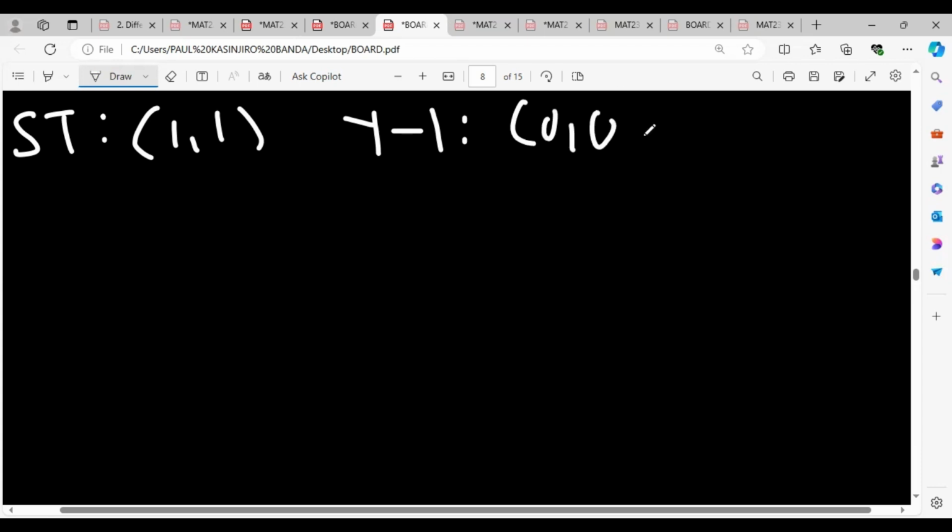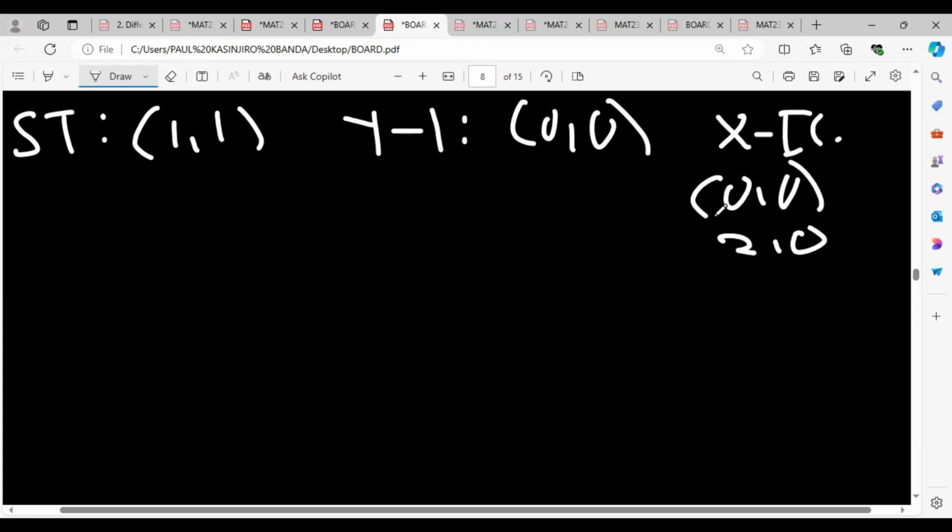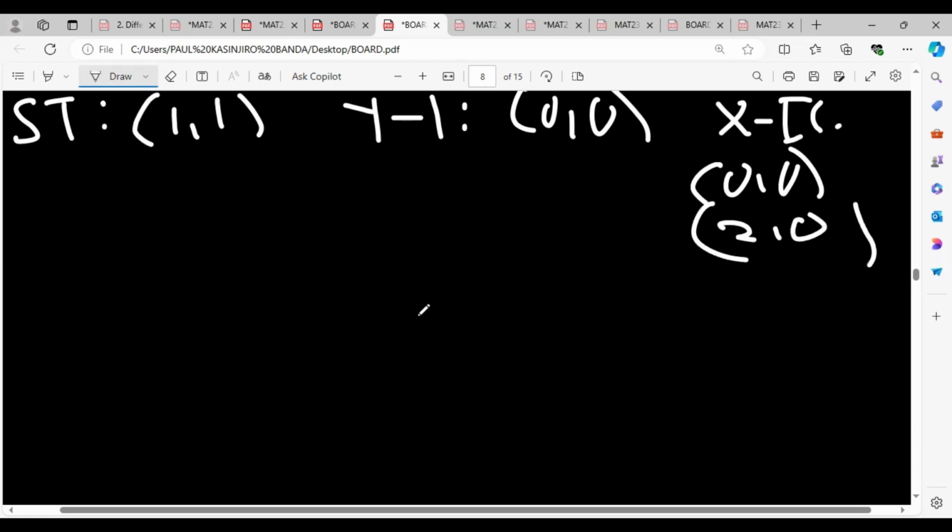So let's sketch. I have the starting point there, which we said was what? It was (1, 1). And then I have the y-intercept, which we said was (0, 0). Then I have the x-intercepts, because there are 2 there. The first is (0, 0), then the other one is (2, 0). So we just draw the xy plane and plot those points.